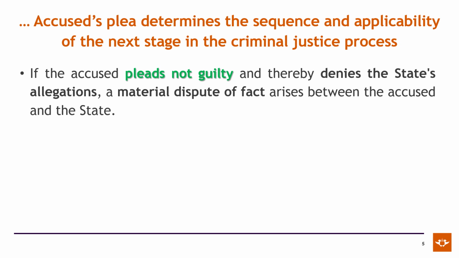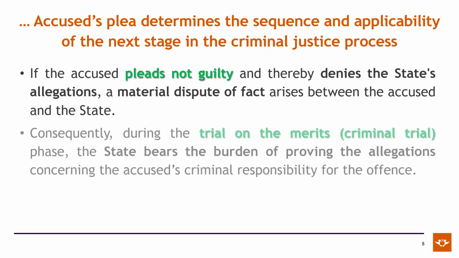What remains in dispute between these two parties often depends on what the accused was willing to admit to during the plea explanation, if any. If no plea explanation was made, or if no admissions were made during plea explanation, it effectively means that the state will have to prove all of the requirements for criminal liability against the accused. So during the trial on merits or the criminal trial, the state then bears the burden to prove these allegations.